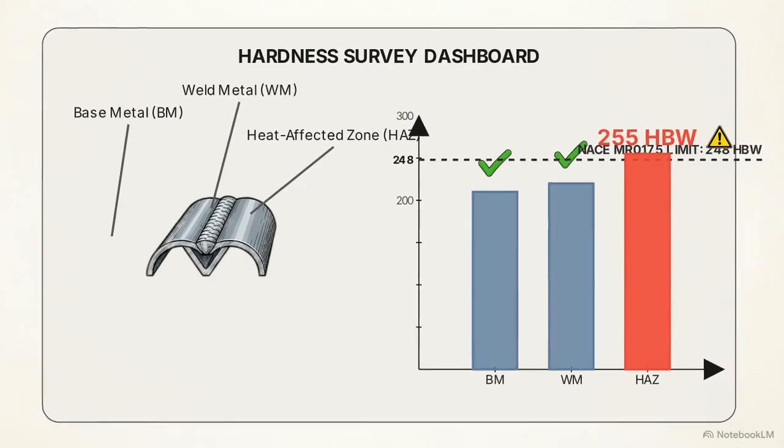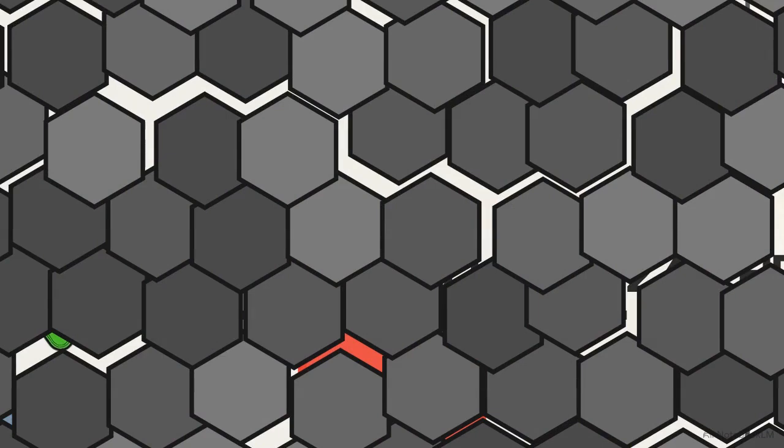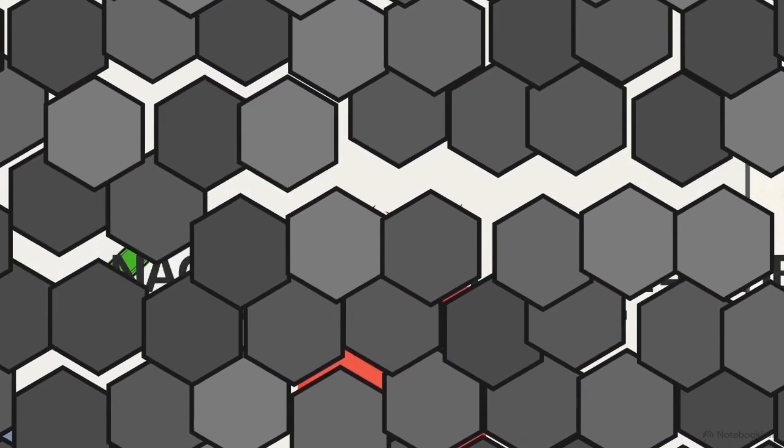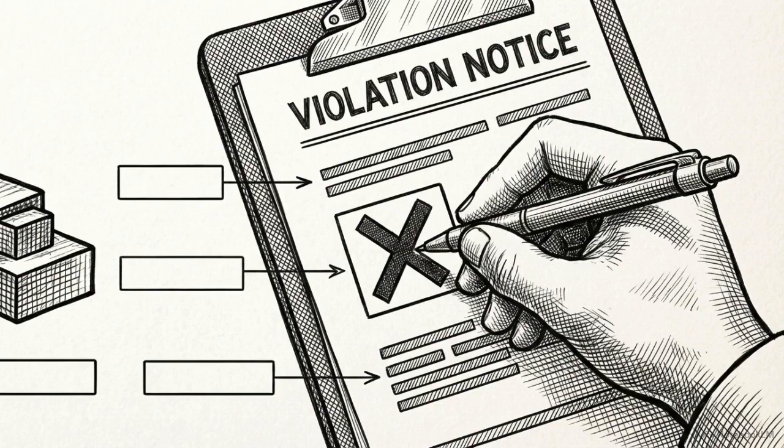breaching the NACE MR0175 limit of 248. Above this threshold, steel becomes highly susceptible to sulfide stress cracking. Toxic gas will rip the weld apart. The QC inspector has no choice.